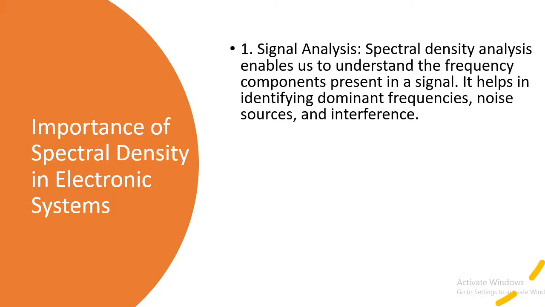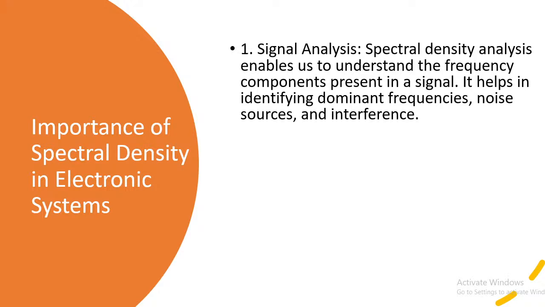So once we know that, it will help us identify the dominant frequencies. How? Because the frequencies where the energy or power is more, that frequency is dominant. Then noise sources: we know that our original signal is over this frequency band. Like suppose sound. Sound is from 20 hertz to 20 kilohertz. So in this range it should be there. If some component is beyond that, that is the noise source.